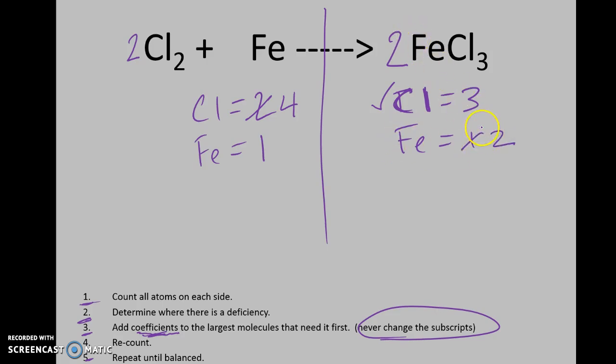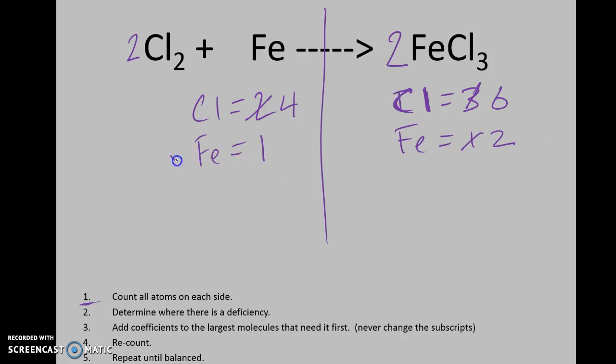Be careful. A lot of times students forget to count everything in that molecule, they oftentimes just recount the one atom they were trying to change, which in this case is chlorine. So how many chlorines did we change it by? 2 times 3 is 6. So we went from 3 to 6. So at this point, things really look like they're getting worse, and that's okay. We're in the recount, repeat part again. So recount, look for deficiencies, and let's see if we can't fix this thing up.